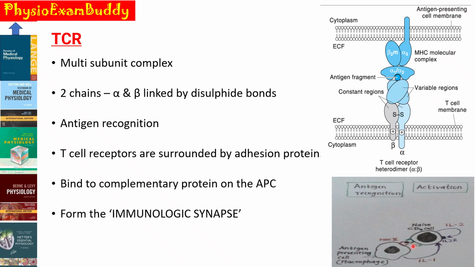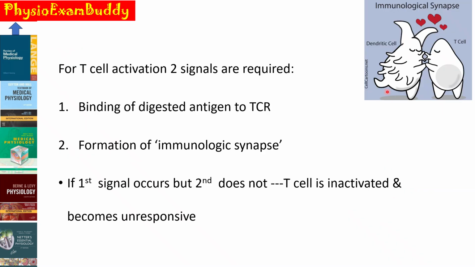So the synapse between this T cell receptor with the major histocompatibility complex is an example of an immunological synapse. And for T cell activation, two signals are required. The first one is that the binding of the digested antigen should happen with the T cell receptor, and there should be a formation of the immunological synapse. If the first signal occurs but the second signal, that is formation of the immunological synapse, doesn't happen, the T cell won't be activated. That is, the T cell will be inactivated and it becomes unresponsive.